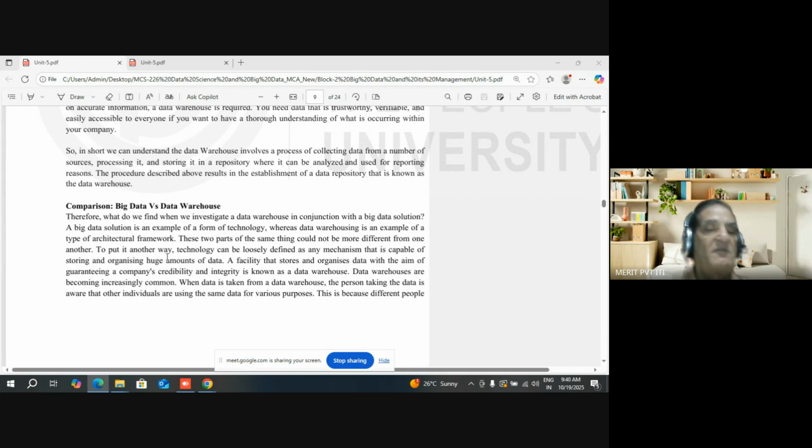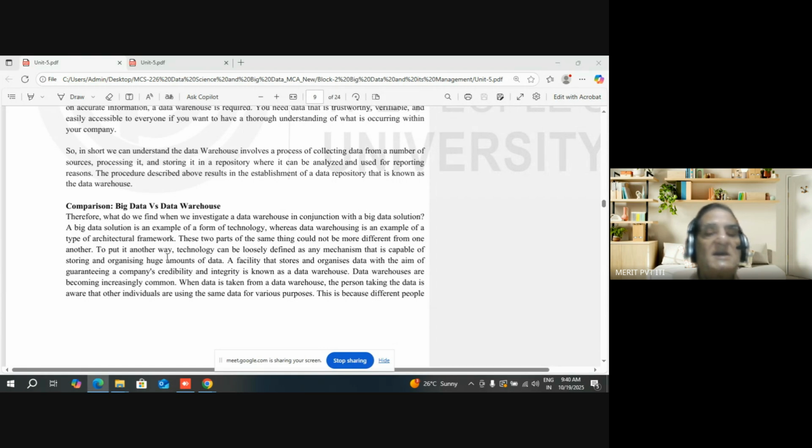To put it another way, technology can be loosely defined as any mechanism that is capable of storing and organizing huge amounts of data, a facility that stores and organizes data with the aim of guaranteeing a company's credibility, technically known as a data warehouse. And data warehouses are becoming increasingly common.